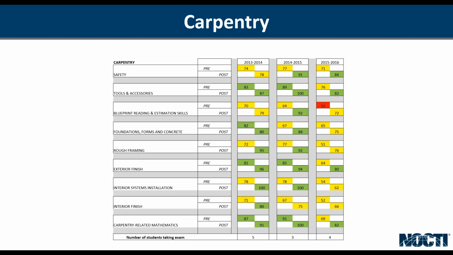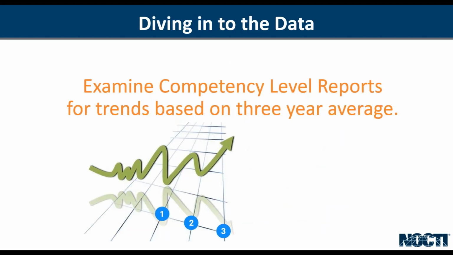Same with carpentry related mathematics. When you look at that, you're looking at 91, 100, and you're looking at 82. A lot of green. Same thing with exterior finish. So the numbers are pretty much staying close to the same, but the numbers are also very high. So in those cases, I would consider some of those standards in control and capable of excellence, or delivering sound curriculum and instruction over a multiple year period. And so that's one way that you can look at those things.